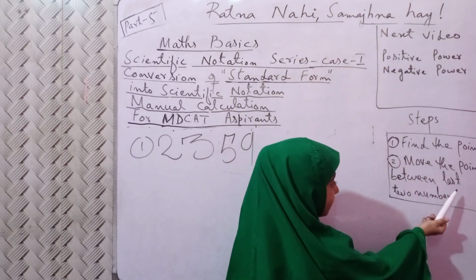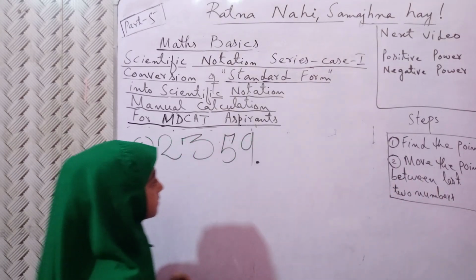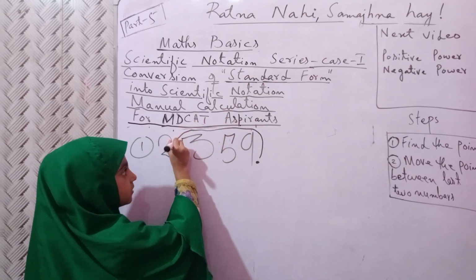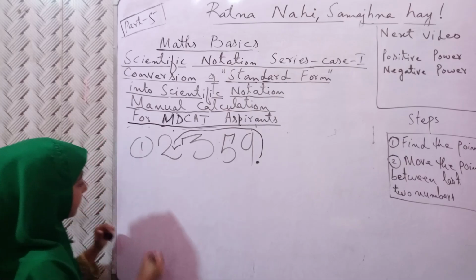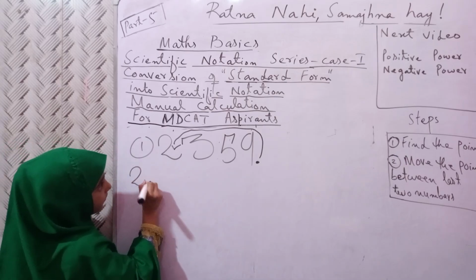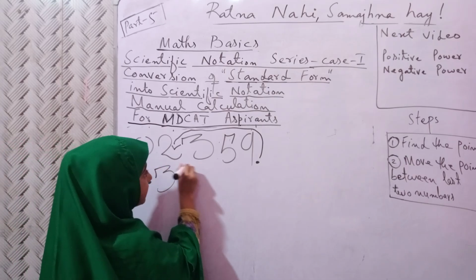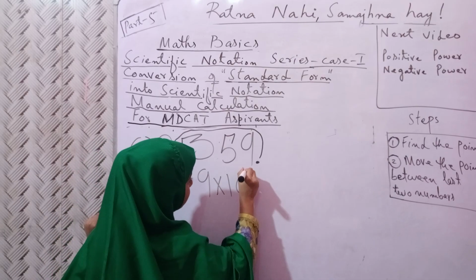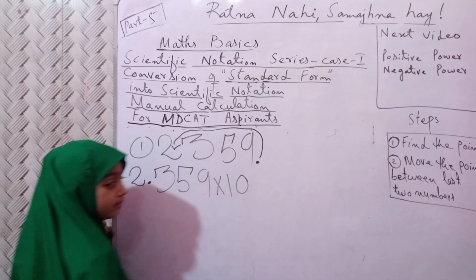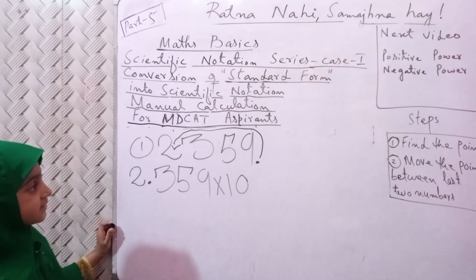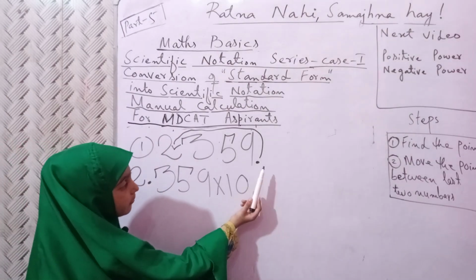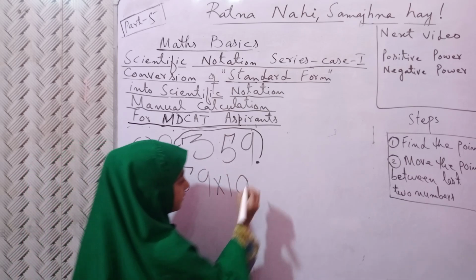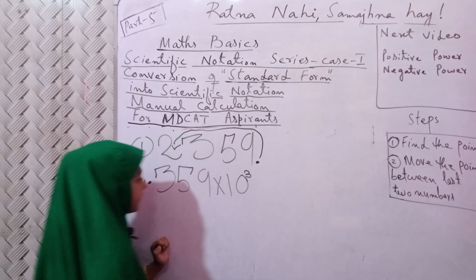Now let's see the second step. Move the point to between the last two numbers... Now the point will cross 3 numbers and come here. When the point comes here, it means the multiply sign, 10 power. I don't know which power comes. Let's see how many numbers the point crossed. 1, 2, 3 means 3 is the power.